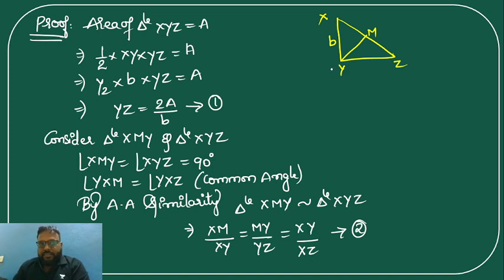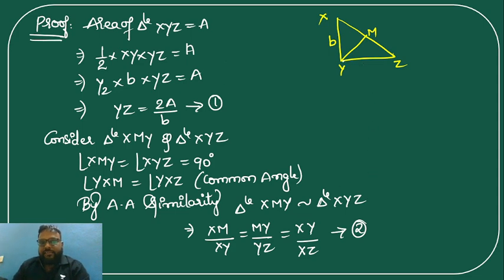Xy is also available with us, that is b. If I can find out xz, then according to this second and third ratio, I can find out the answer directly, right? Because if I take the first one, I don't know what xm is. So we will consider the second and the third one, right? So while calculating it, we can see here.